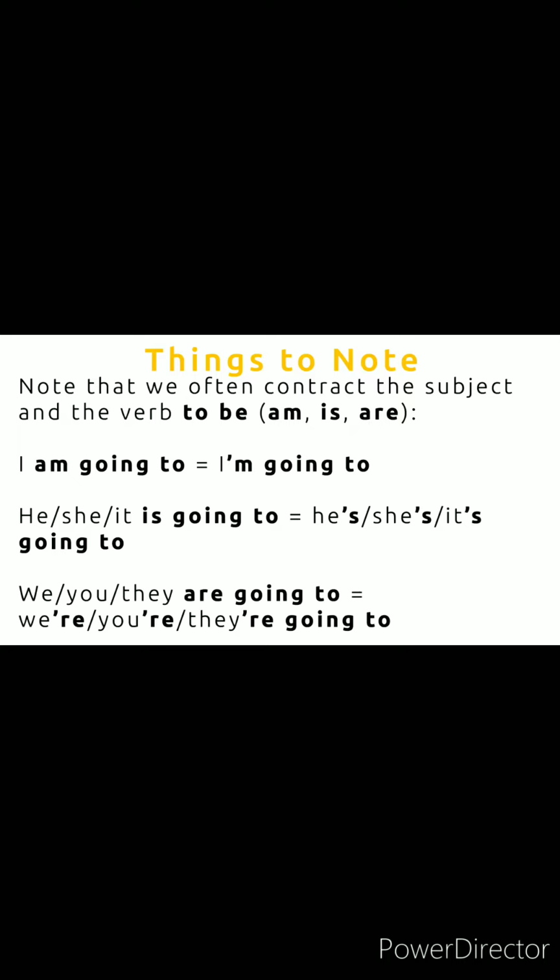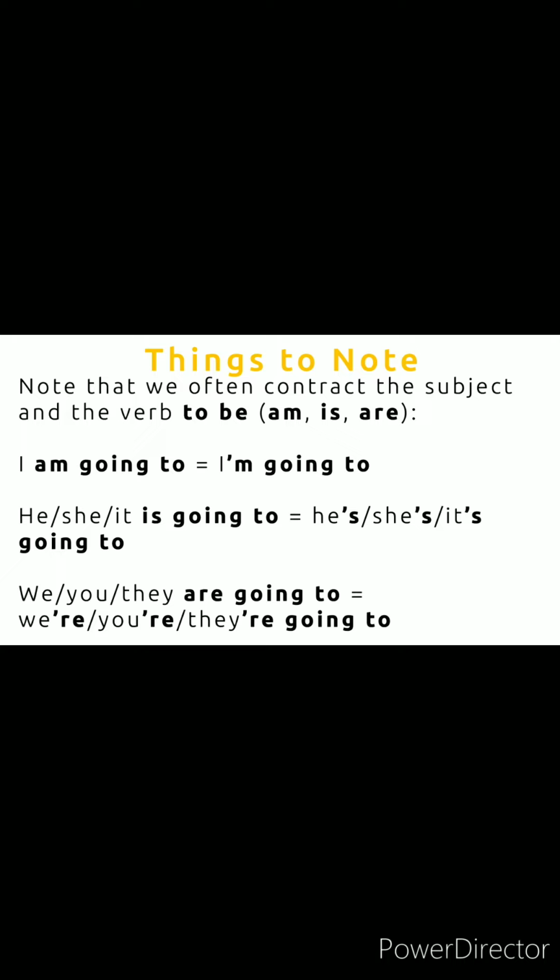So note that we often contract the subject and the verb to be. The verb to be is am, is, and are when using going to. So for example, I am going to contracts to I'm going to. So for example, instead of saying I am going to visit Italy next month, you can simply say I'm going to visit Italy next month. So you can contract I and am.